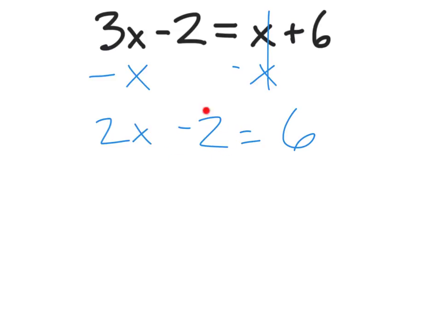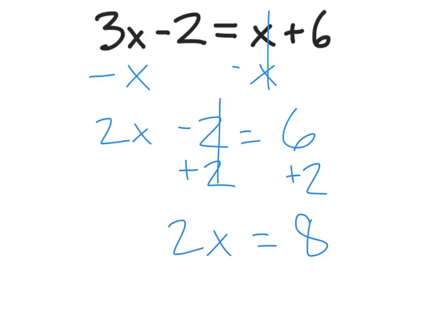And the way I get rid of it over here is I do the opposite, which will be a plus 2. And I have to do it to both sides. Minus 2 and plus 2 cancel out, so we have 2x equals 6 plus 2 equals 8. So now that's the end of step 2. All of my x's are on the left, all of my numbers are on the right.